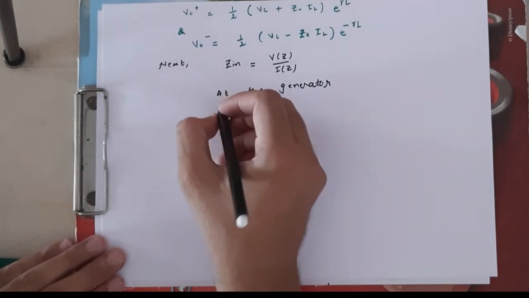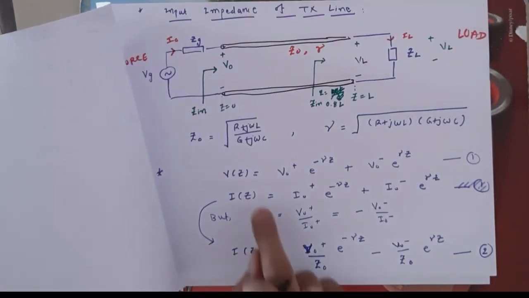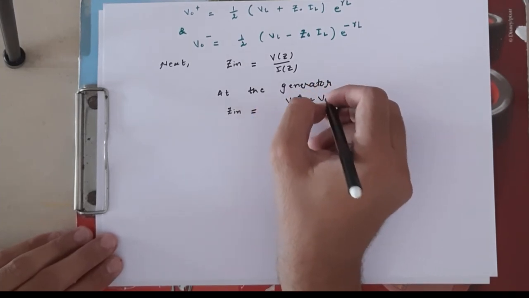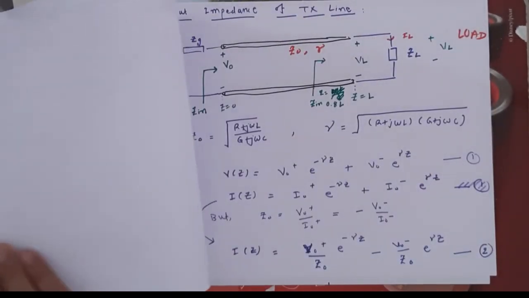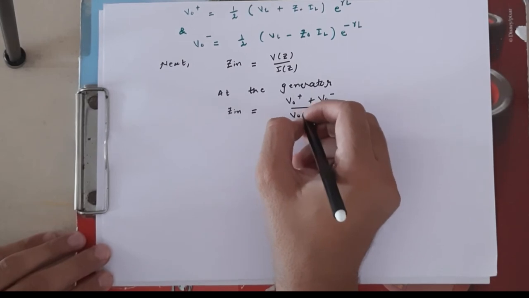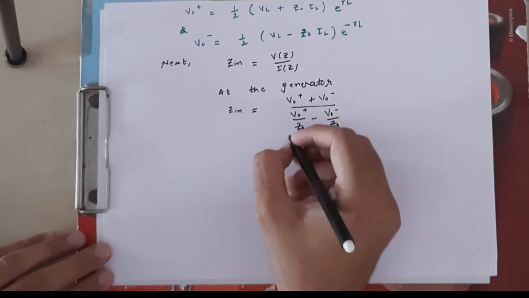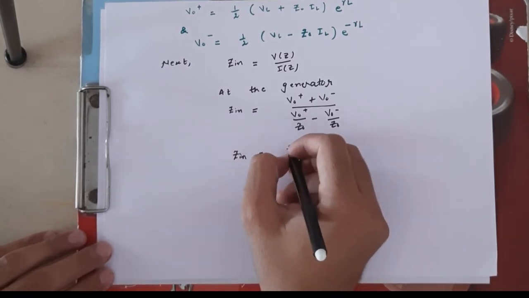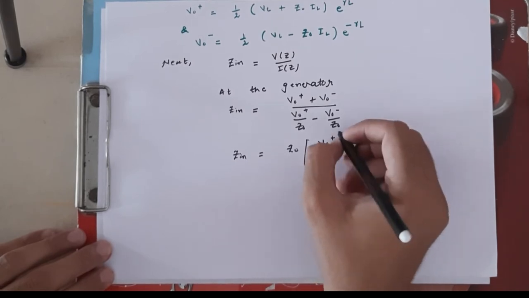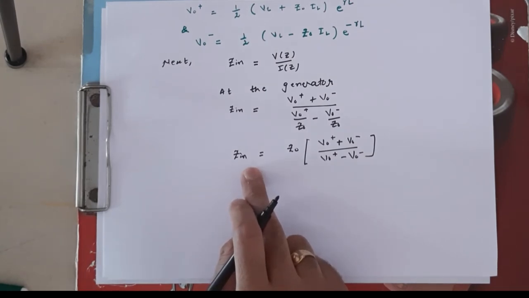So at the generator side, Zin equals V of 0 by I of 0. Here you have to put V of 0, so this is V0 plus plus V0 minus, divided by I of 0, which is V0 plus by Z0 minus V0 minus by Z0. So it is V0 plus plus V0 minus upon V0 plus by Z0 minus V0 minus by Z0. So you can write it this way: Zin equals Z0 times (V0 plus plus V0 minus) upon (V0 plus minus V0 minus). This is the equation of Zin, the input impedance. It's a generalized equation.